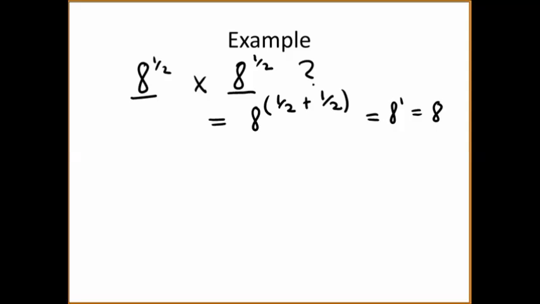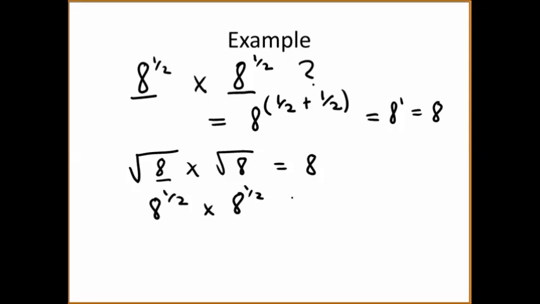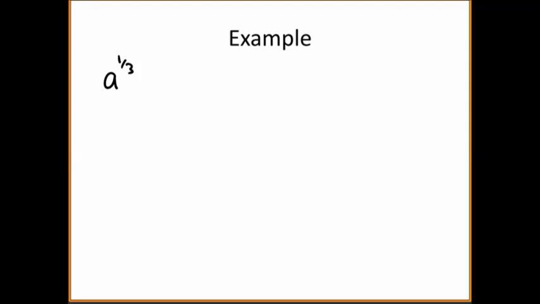So, does there exist a number that, when multiplied by itself, gives us another number? Well, what about the square root? If we have the square root of 8 multiplied by itself, what does that give us? It gives us the number within the square root, which is also 8. So, if we know that 8 to the power of a half multiplied by 8 to the power of a half is also equal to 8, we know that the square root of 8 is equal to 8 to the power of a half.